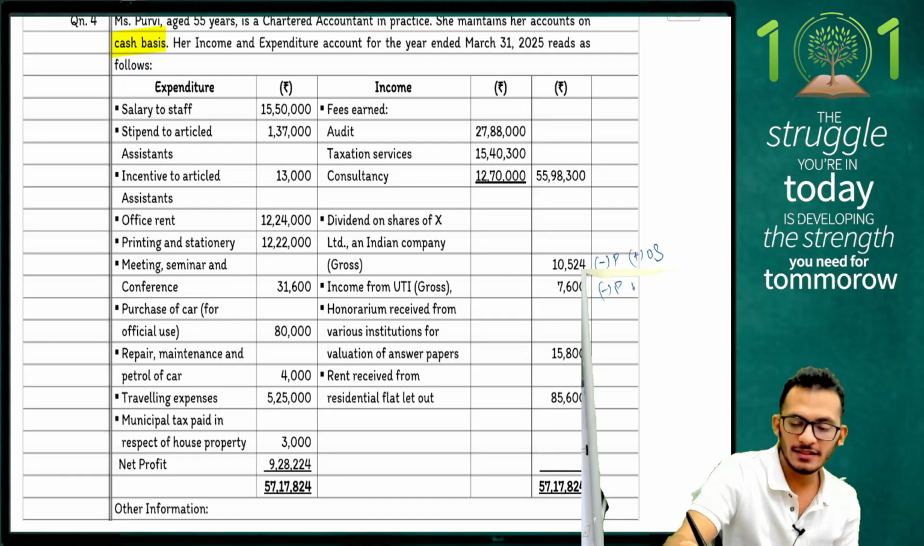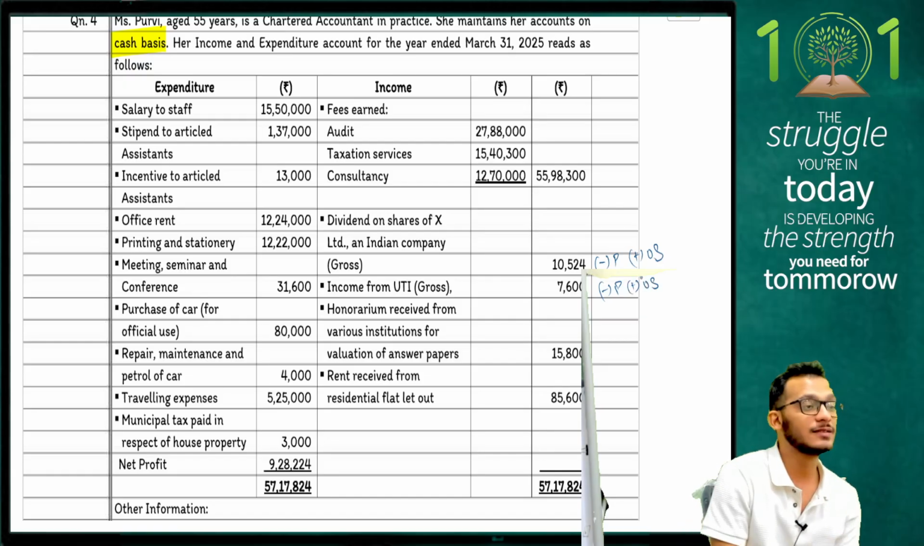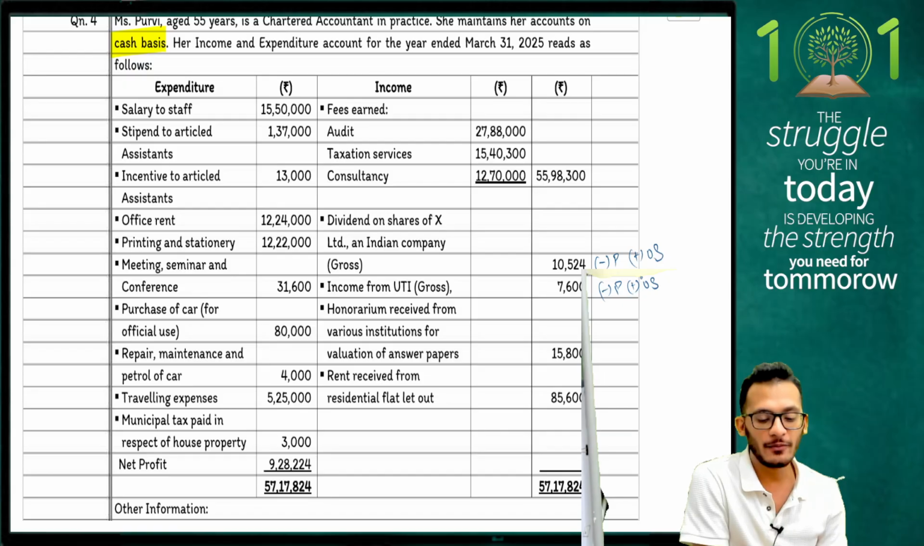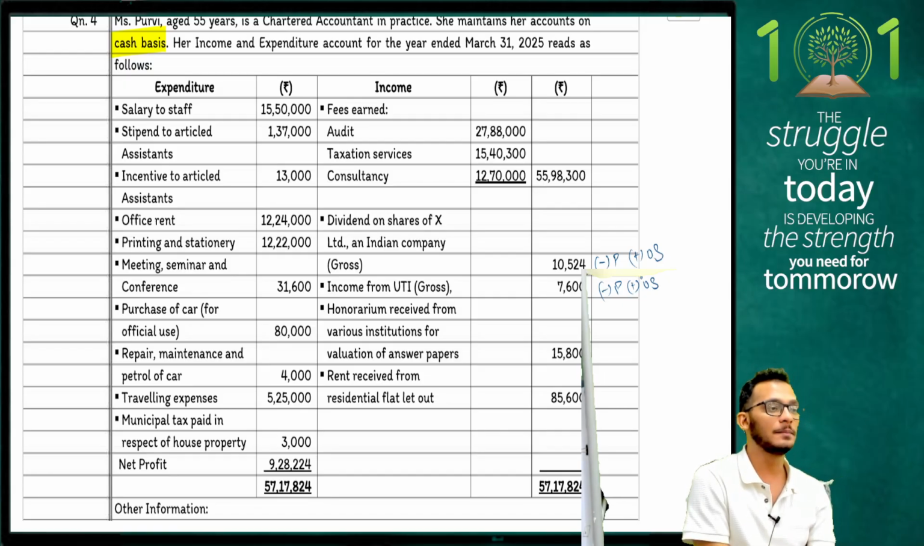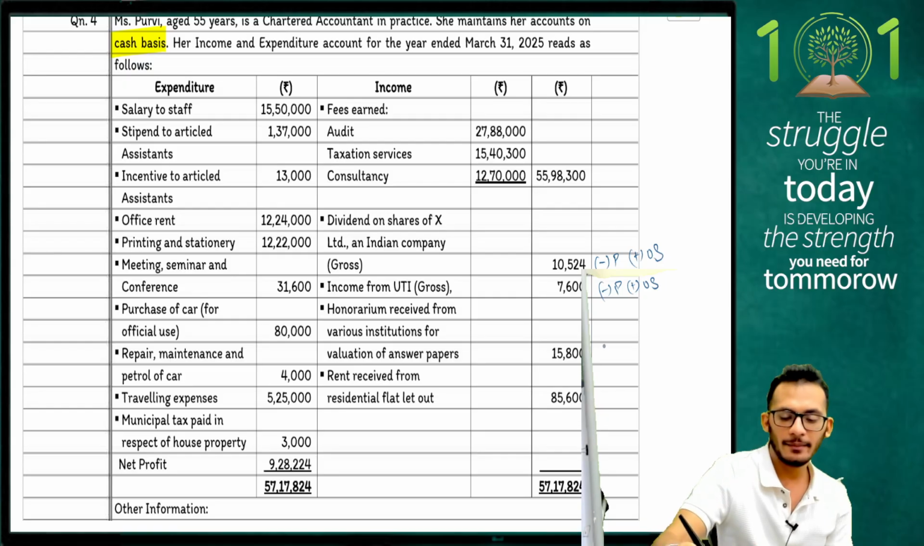Same, minus from PGBP, add to IFOS. I have honorarium received from various institutions for valuation of exam papers. Same, minus in PGBP, add to IFOS.